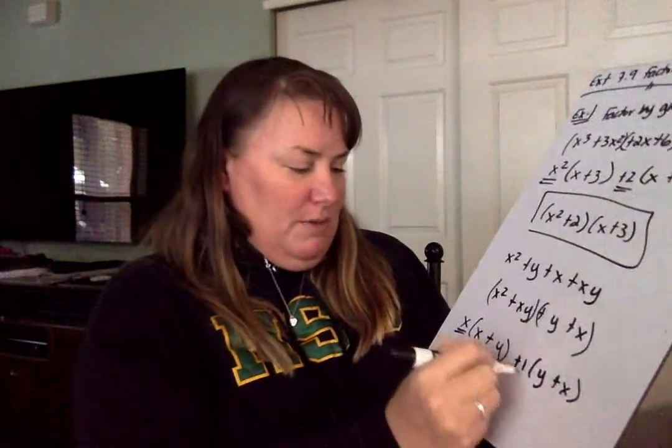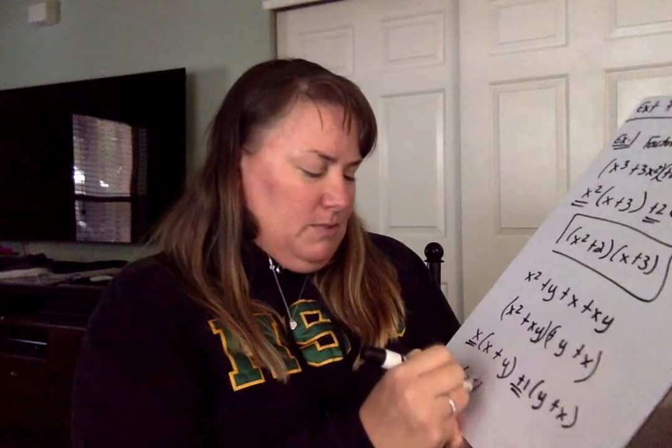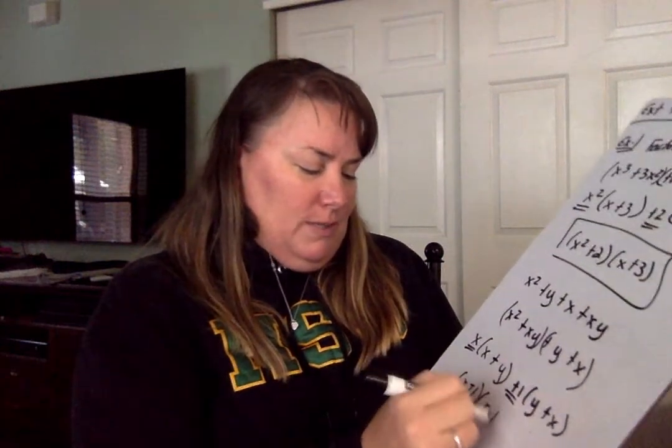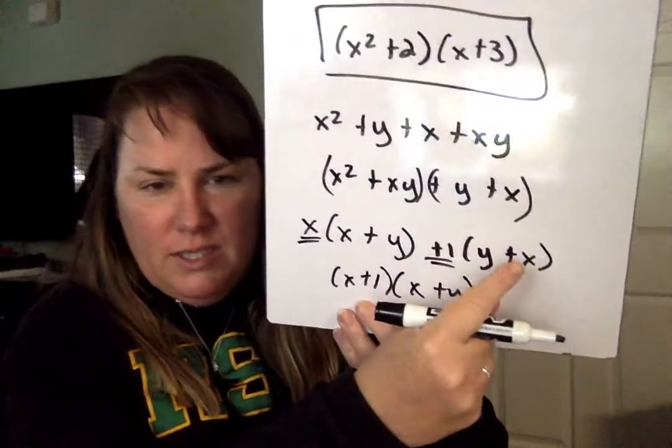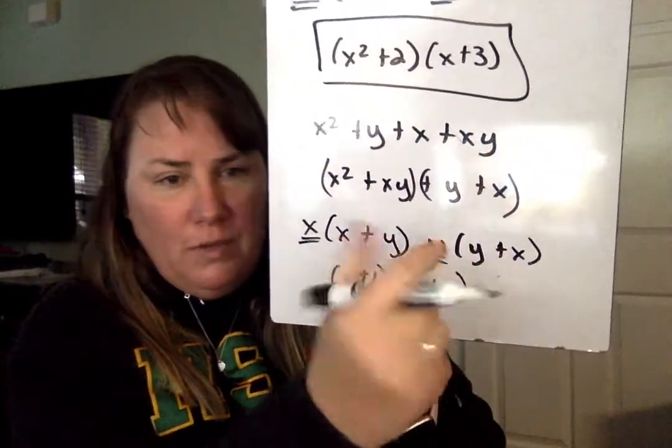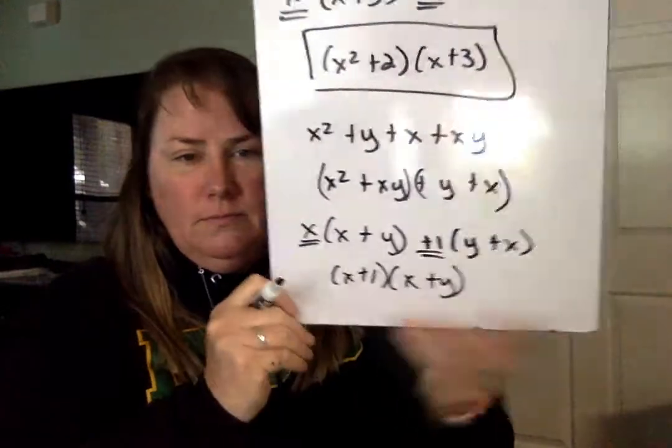And put your GCMFs together. So you have x plus 1 times quantity x plus y. Because remember, x plus y and y plus x, these are the same binomials. They're just written backwards. And that's your answer.